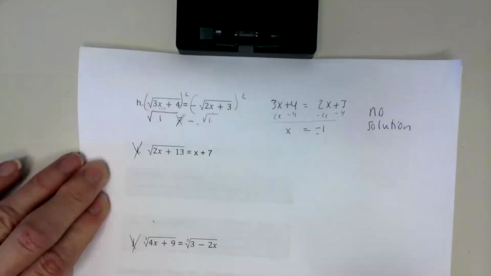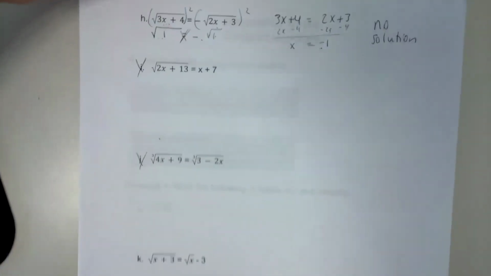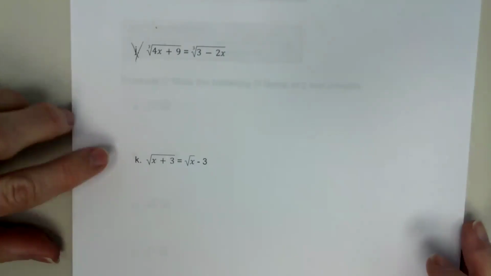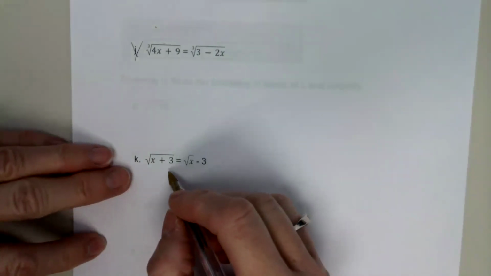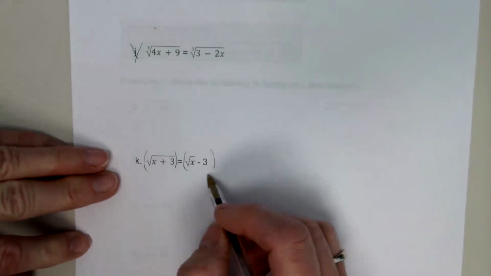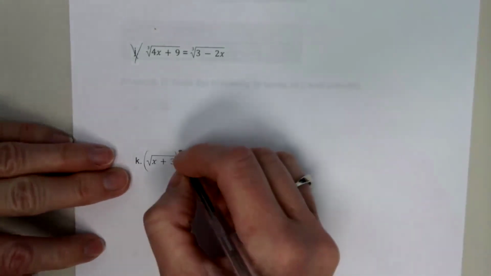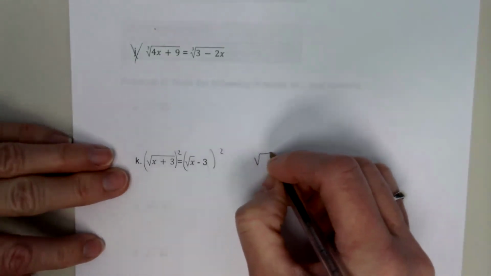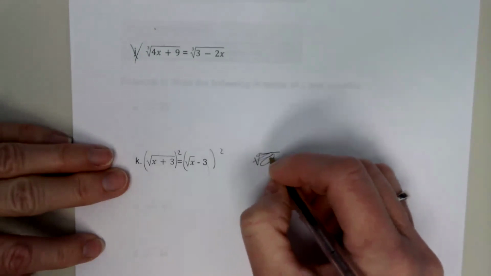I and J are going to be on the extra video for practice. And then let's look at K. So we're going to square both sides. Remember the right-hand side, this has to be squared together. So we'll have just, whoops, that goes away.